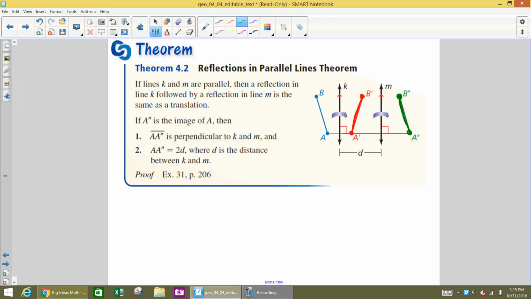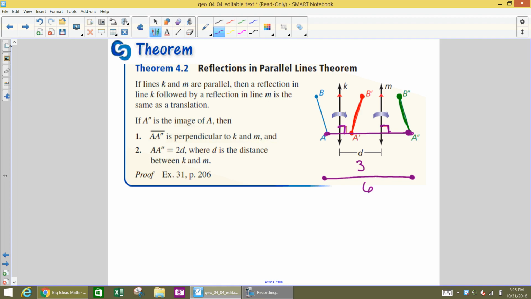So what's important to note is that segment A double prime, so that's from A all the way over to A double prime. It's saying that that is what's perpendicular to line K and line M. Then we're also able to say that the distance from A to A double prime is twice the distance between K and M. What that means here is that let's say the distance between K and M is 3. Well, that means the distance from A to A double prime is going to be twice that, and 3 times 2 is 6.